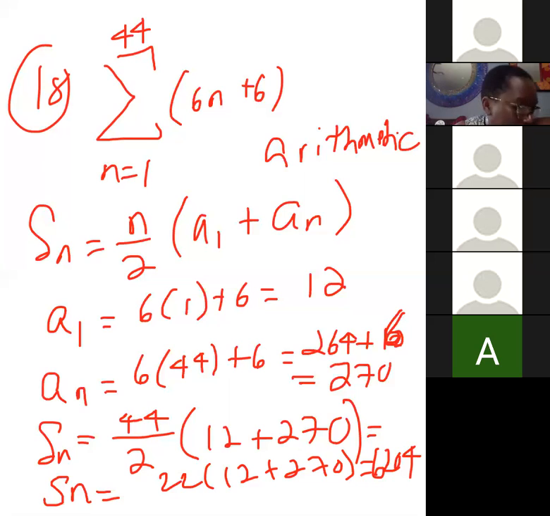Hold on, I just want to make sure. Hold on a second, guys. Let me double check this. That was 264, 264 plus 6, 270. 270 plus 12, and then multiply it by 22. I'm just double checking. Yeah, it works. 6204.